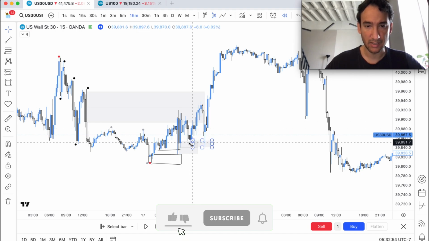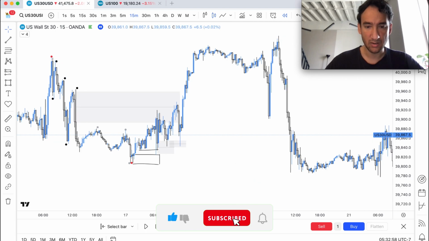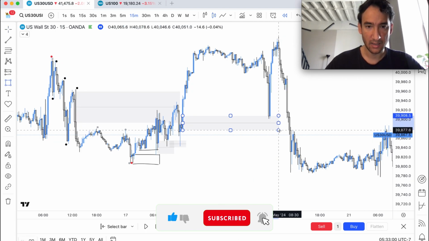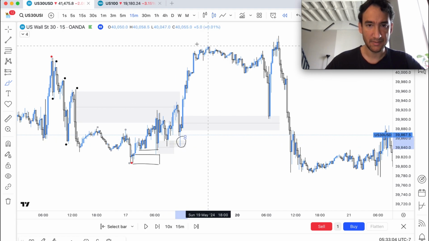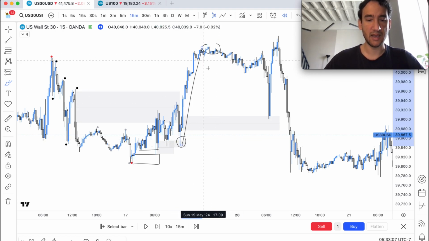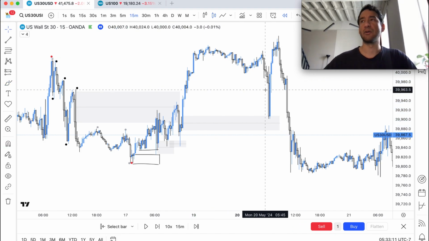Now this is sub low to sub high, sub low to sub high. You can also see here, this is the next sub low. Right here would be the next sub low to sub high, because between this low and this high, you can see there's a lot of microstructure going on.